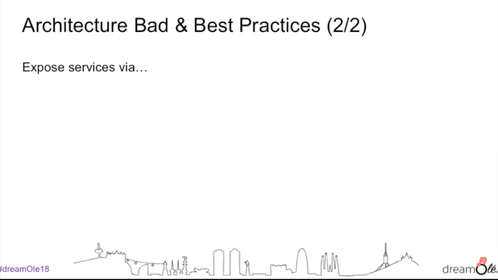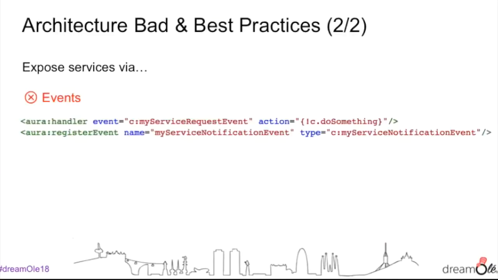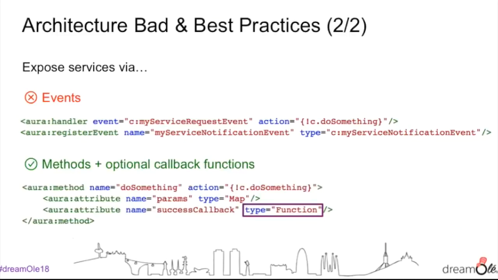Another best practice. When you want to expose services, you have basically two options. You can use events, which is not the recommended way to do, or you can use methods, which is the recommended way to do. Let me give you a bit more information about why it's not a good idea. When you use events, you generally have to use application events, but the risk is that if you have more than one service on the same page, remember that application events in Lightning are actually broadcast to all components on the page. So if you have several components listening for events, there's going to be a confusion between who sends the events and who receives the events. So try to avoid that.